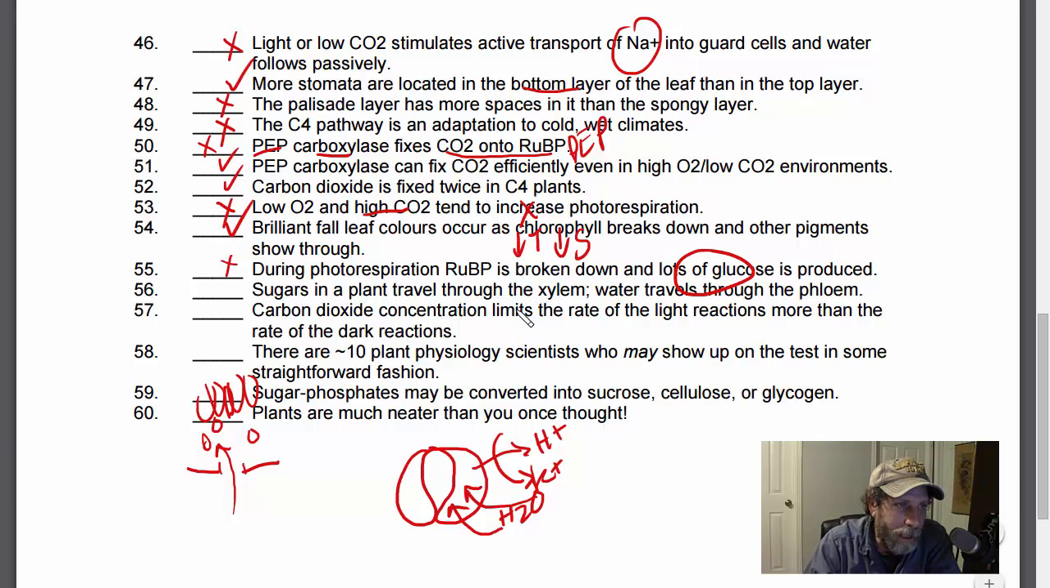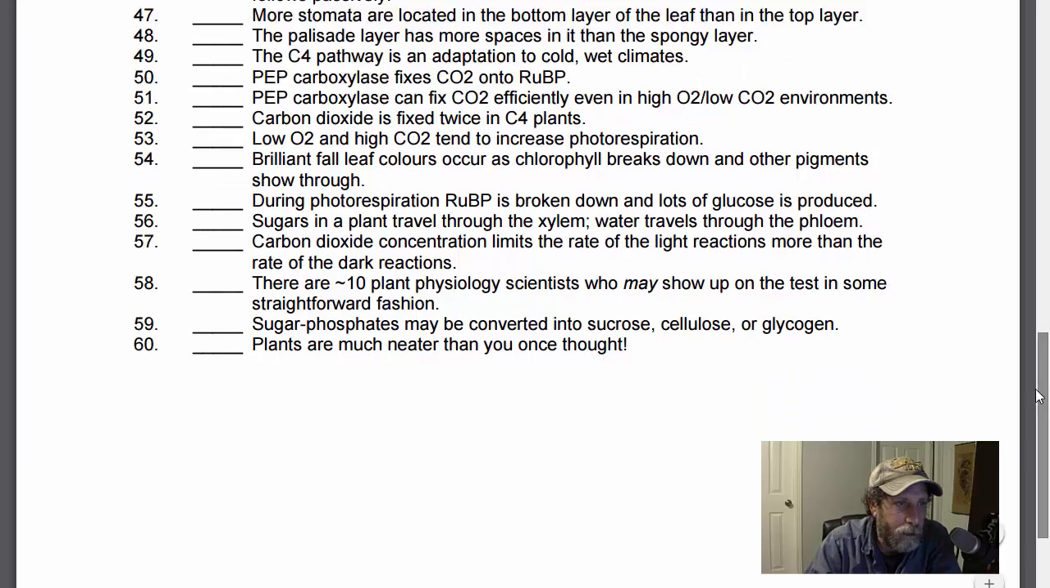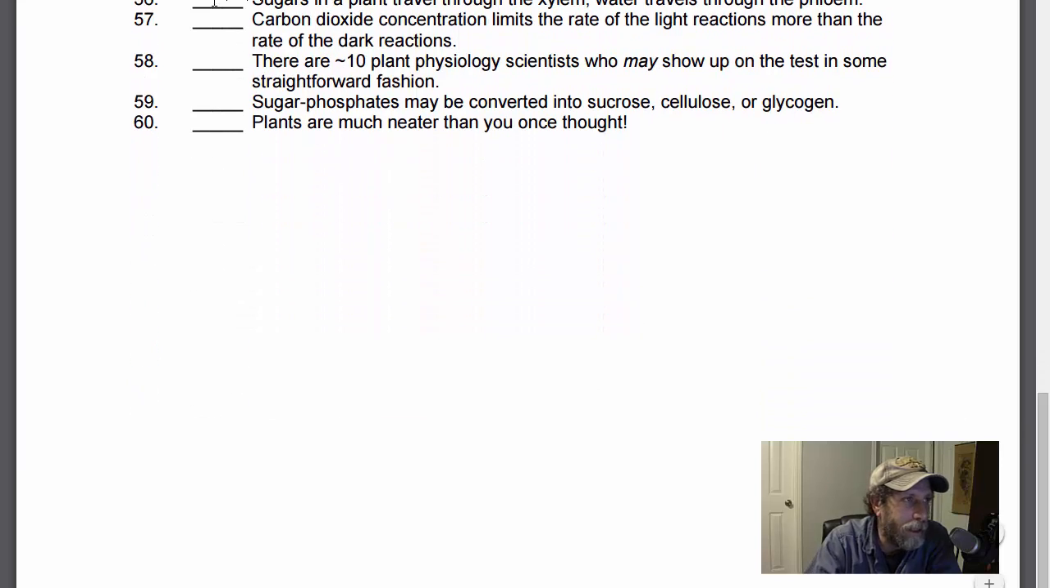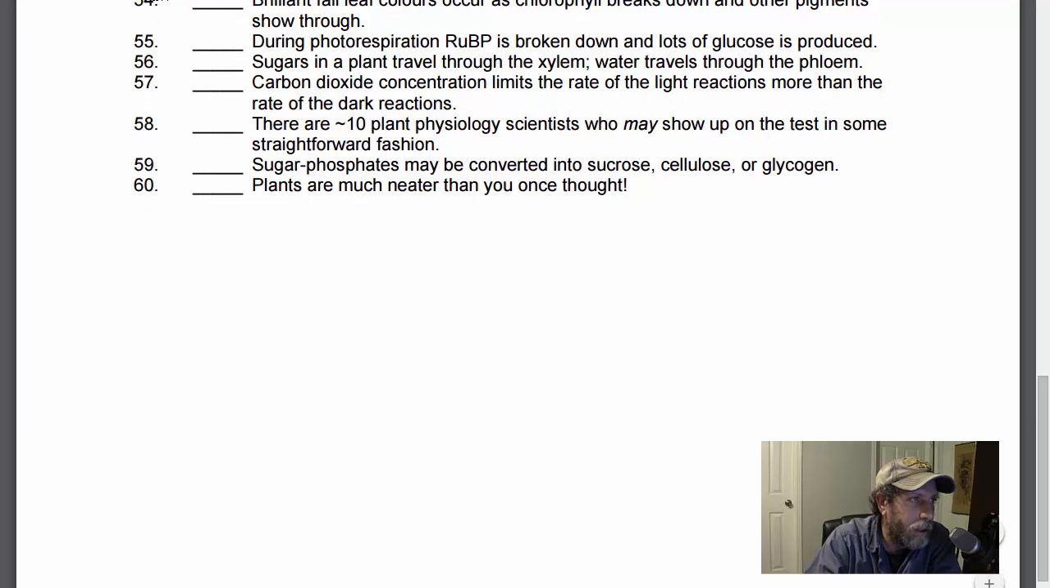56. Sugars in a plant travel through the xylem, water travels through the phloem. Okay, I want to talk about that. I want to clear this. We are looking at the vascular bundle. Let me move this up a little bit more so I've got some room down there and I won't cut myself off. Make sure you can still see that. Number 56 is where we're at.